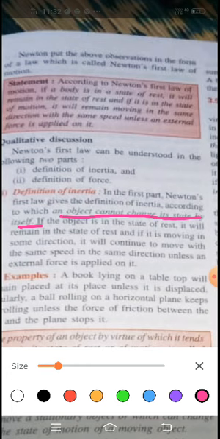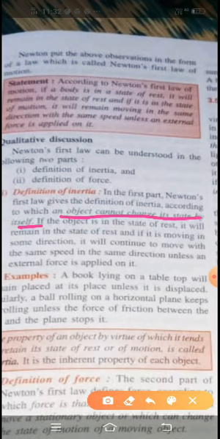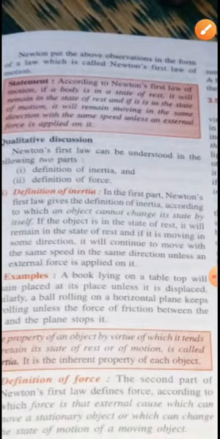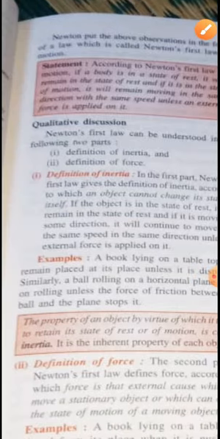But if I want to change it, I have to apply a force. So if you want to change inertia, what do you have to apply? Force. Inertia means it will remain as such; it will not do anything. The property of the body by virtue of which it tends to remain in the state of rest or motion is called inertia. Inertia is an inherent property of a body.